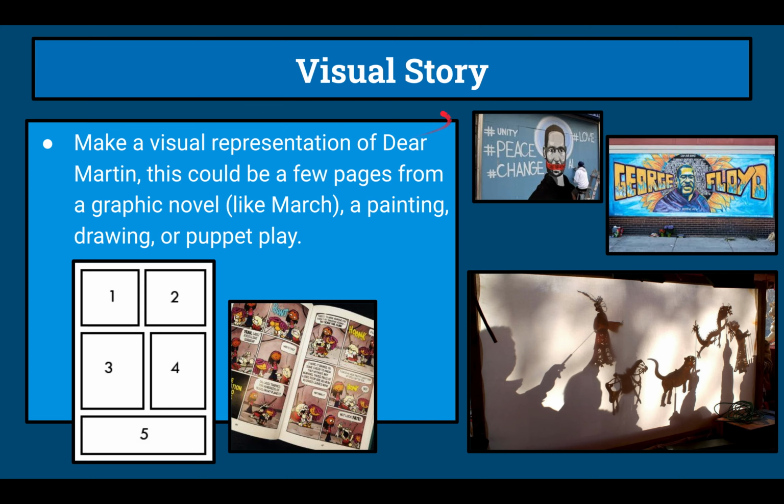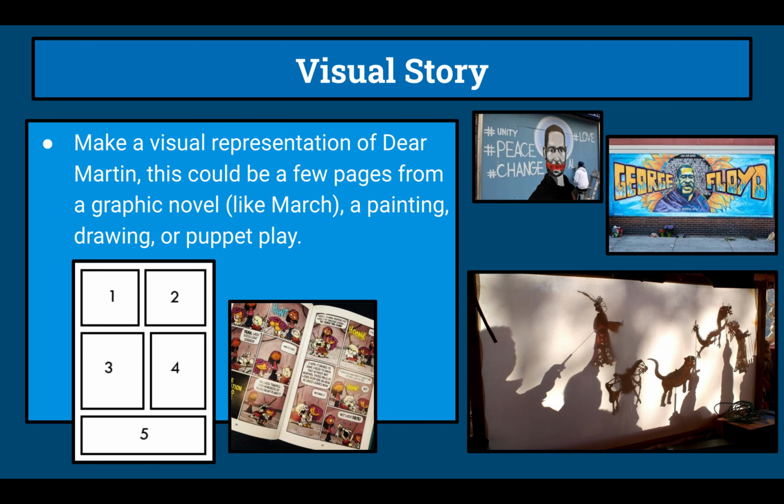The next final project idea is a visual story, and we've done a couple of visual stories in the past, but this year especially we did March, a visual representation of John Lewis' story. You can do a visual representation of Dear Martin. This can be a few pages of a graphic novel that pinpoint super important parts of that story. It might be a painting or a mural that represents what this person is going through and what they stand for, encompassing all of that in a larger work of art.